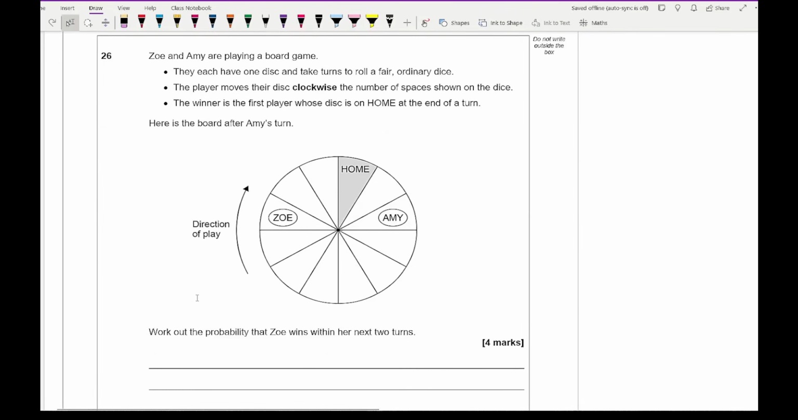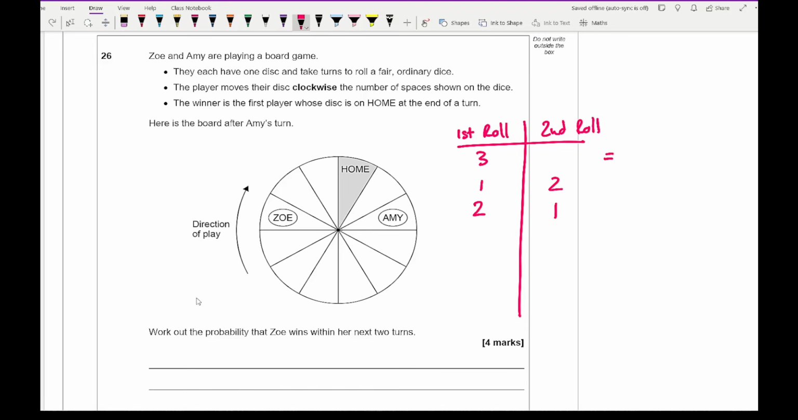Then moving on to question 26, it's Zoe and Amy are playing a board game. They each have 1 disc and take turns to roll a fair die. The player moves in a clockwise direction, and the winner is the first person who lands on a home. Work out the probability that Zoe wins within her next 2 goes. So for Zoe to win, she can either get a 3 on her first roll, and she wins outright, or she can get a 1 and then a 2, or a 2 and then a 1.